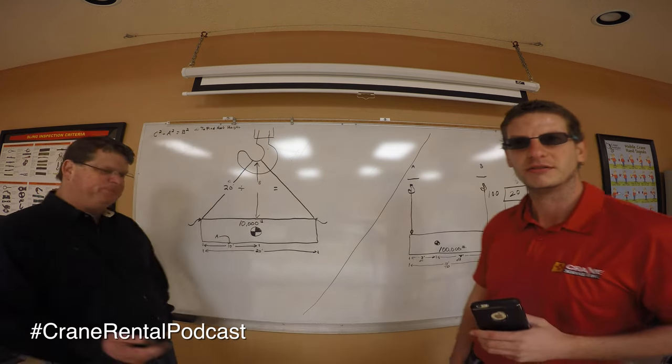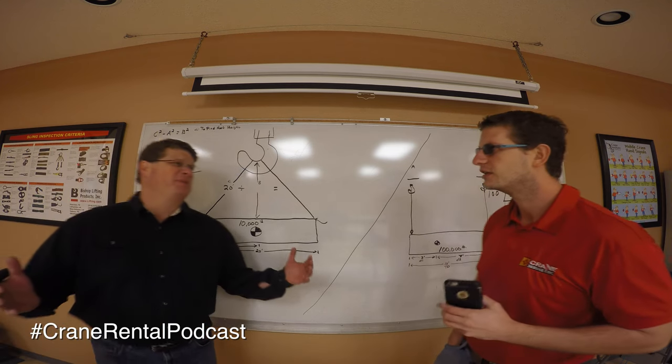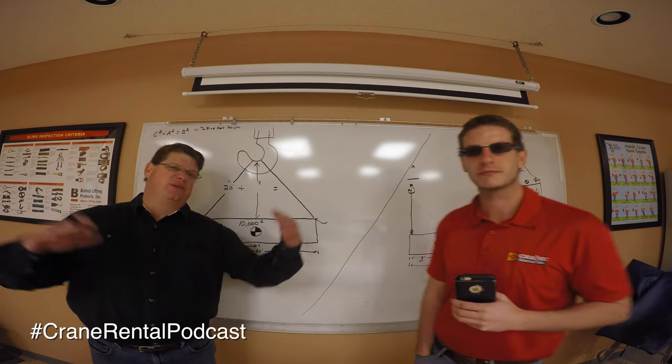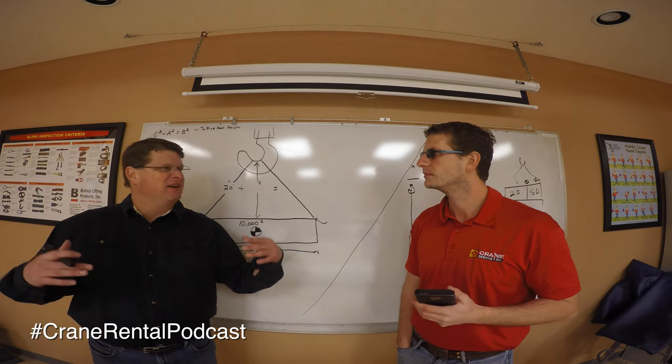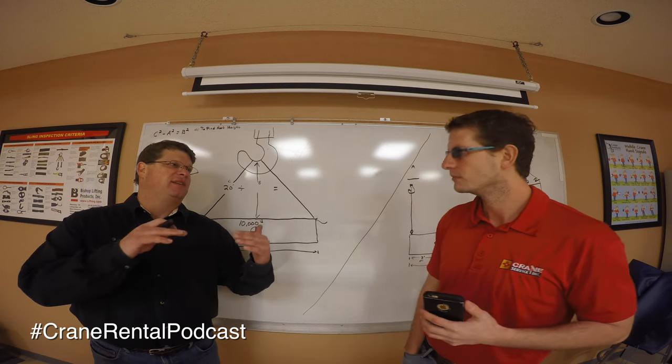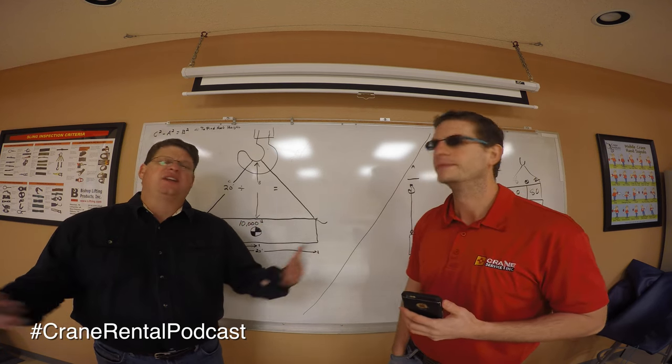Okay, so I have to get back to what we were doing because we had a little break. You didn't get a break. Right. So the sling angle matters because the lower the sling angle, the greater the tension in the sling, and therefore we need to pick the right rigging. That's all we're saying.